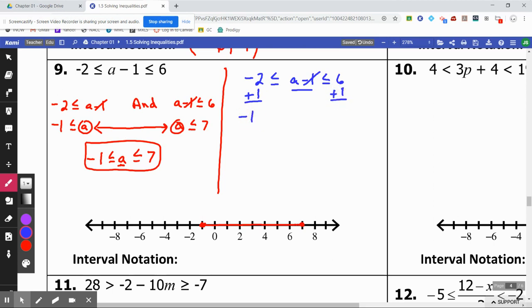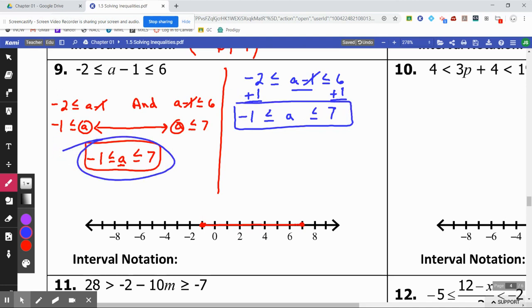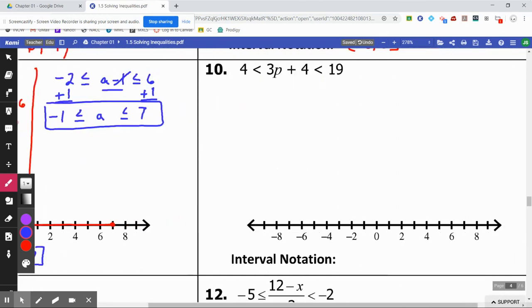So that gives us a -1 here. Bring down your symbol, bring down your a in the middle, bring down your other symbol. 6 and 1 is 7. So you get the exact same answer that you did here in a much quicker, shorter form. So a would be all values from -1 up to 7, including -1 and including 7.